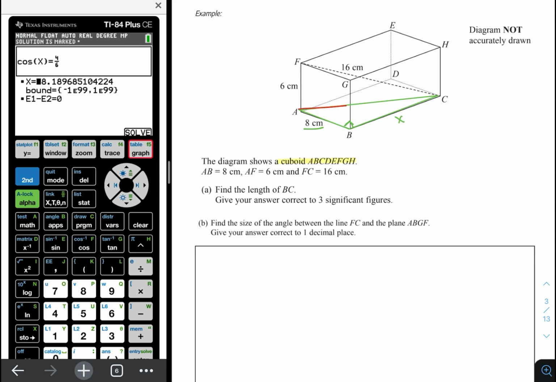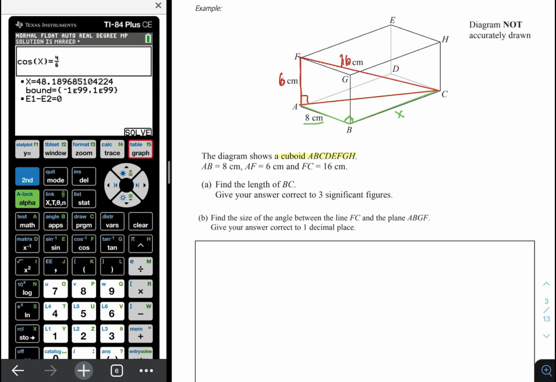So the length of AC, in order to find this one, there's another right angle triangle in here, which is CAF, right? So this triangle here is a right angle triangle where we have the 6 for the length of AF, and we have the 16 for the length of FC. So we can go ahead and use this triangle in order to find the length of AC first. And once we have AC, then we can go ahead and find out what is the length of BC.